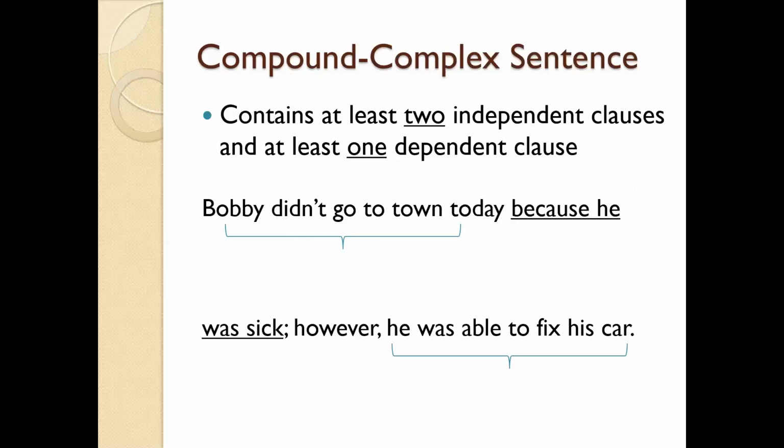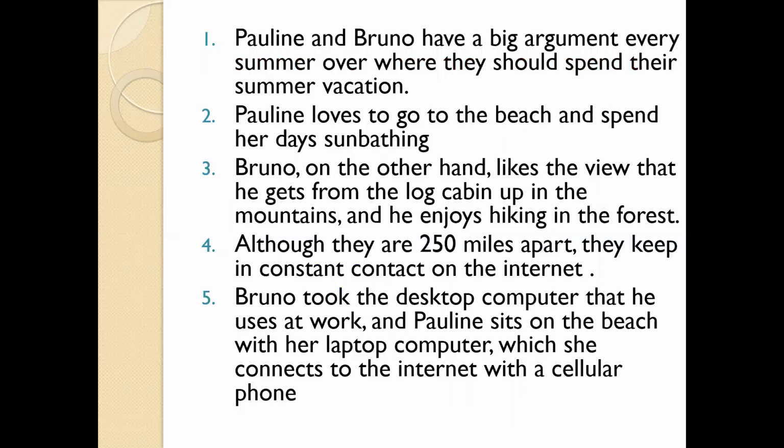Bobby didn't go to town today because he was sick. However, he was able to fix his car. Bobby didn't go to town today. That's an independent clause. Because he was sick is a dependent clause. He was able to fix his car is another independent clause. So you have two independents and one dependent, and that makes it a compound complex sentence.